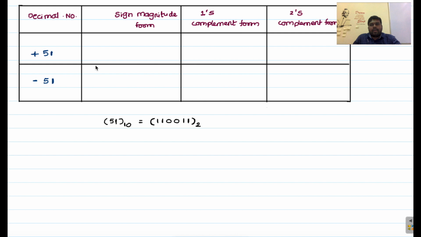Now we can compare all these formats, the sign magnitude form, one's complement form and two's complement form. So first we take positive 51.